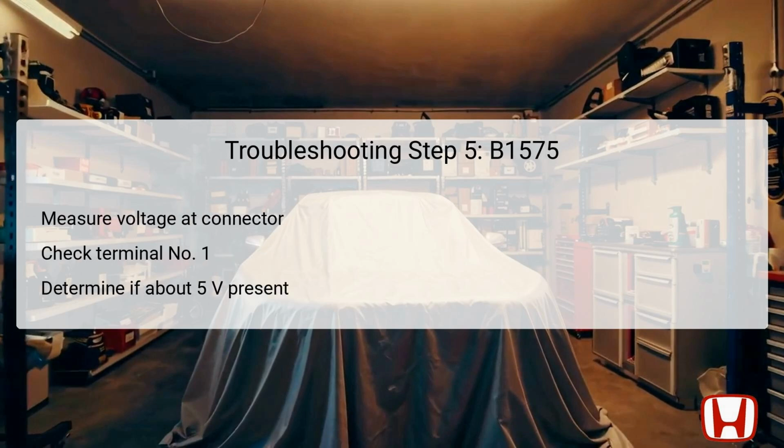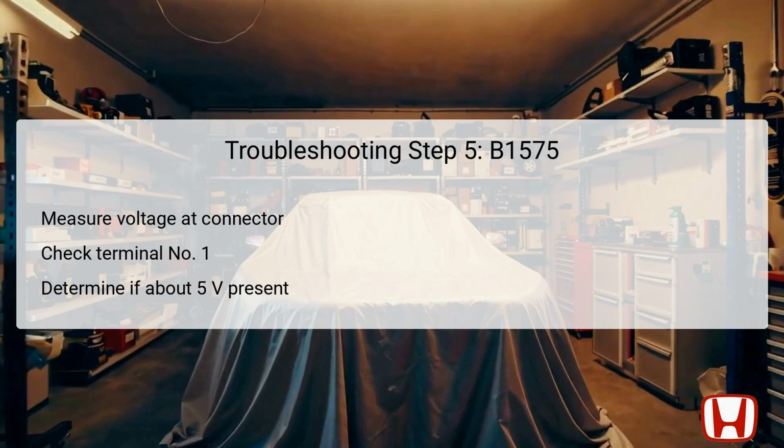In step 5, measuring the voltage at the automatic lighting sunlight sensor 5P connector terminal number 1 is crucial. A multimeter should be used to assess the voltage between this terminal and body ground. The expected reading is around 5 volts. This specific voltage is indicative of correct sensor operation.